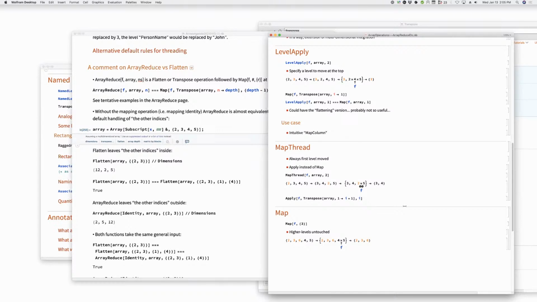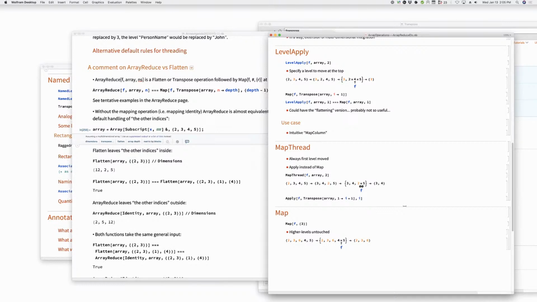Map thread, if you say map thread level 2, it always takes the first level, moves it two further, and then applies everything that starts from this level to produce something. But always applying at the end. Level apply, that you proposed some time ago, is intuitive, like map. That's really, I think, its main quality. The rest, not so much.